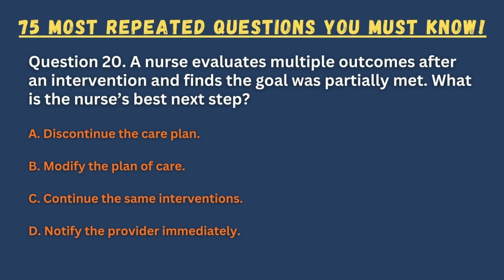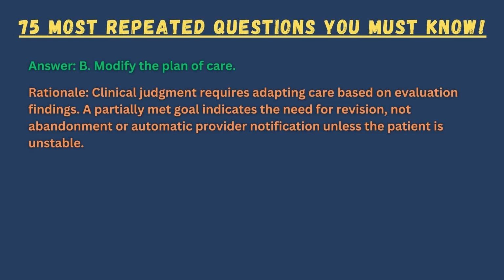Question 20. A nurse evaluates multiple outcomes after an intervention and finds the goal was partially met. What is the nurse's best next step? A. Discontinue the care plan. B. Modify the plan of care. C. Continue the same interventions. D. Notify the provider immediately. Answer: B. Modify the plan of care.